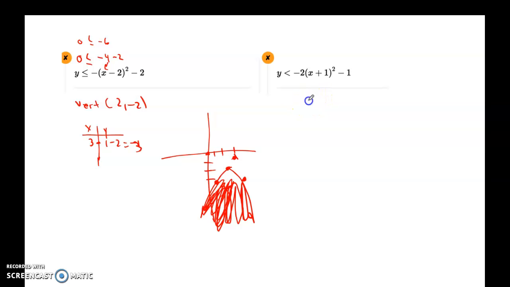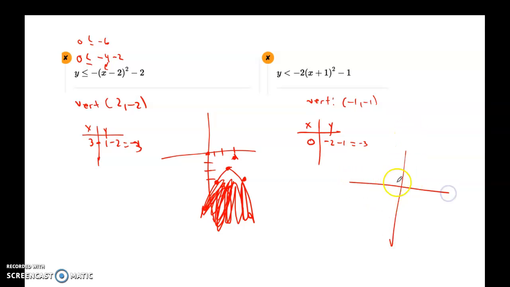And again, this is vertex form. So the vertex is -1, -1. You're going to have an XY table. You could choose any value. Doesn't matter except -1. Choose 0. So if you put 0 in there, you're going to get 1 squared times -2. So -2 minus 1 is -3. So we're going to plot that. -1, -1. And then 0, -3. And then on this side. So again, it's a dotted line going down.